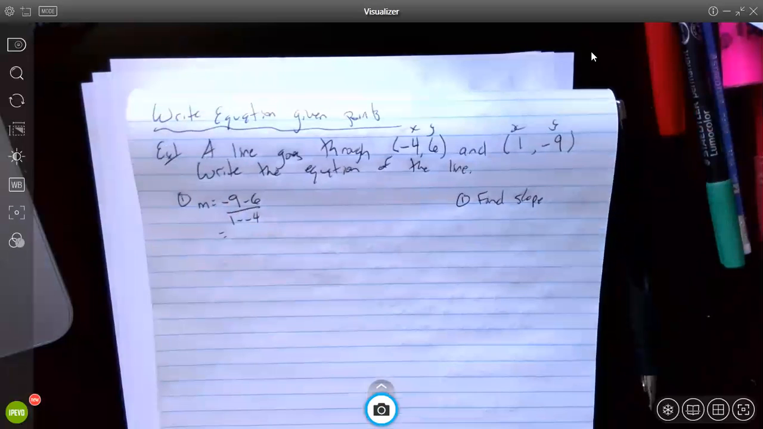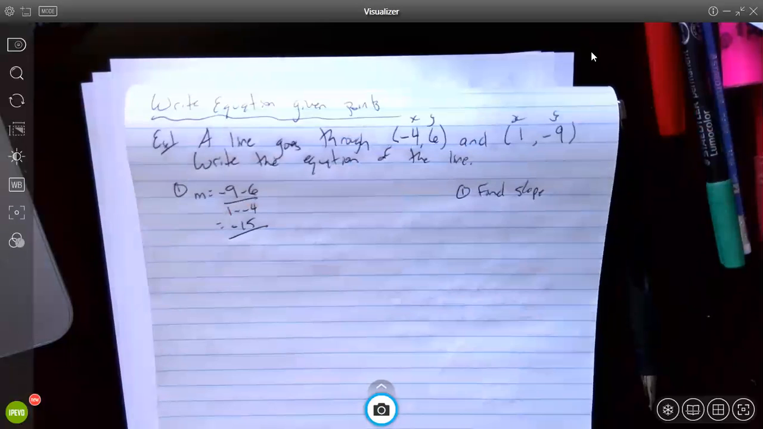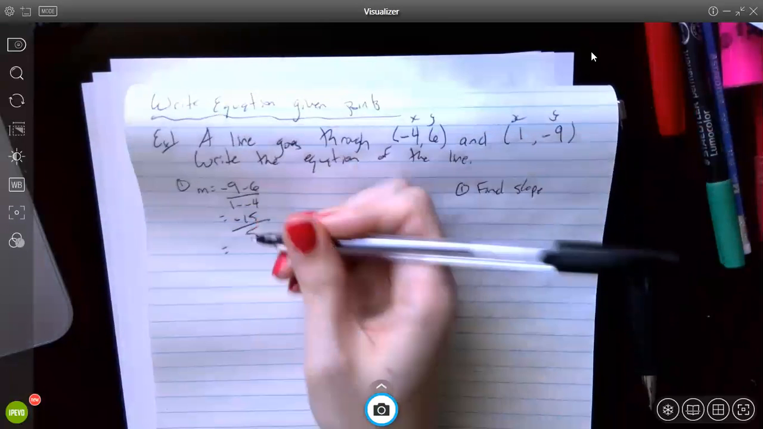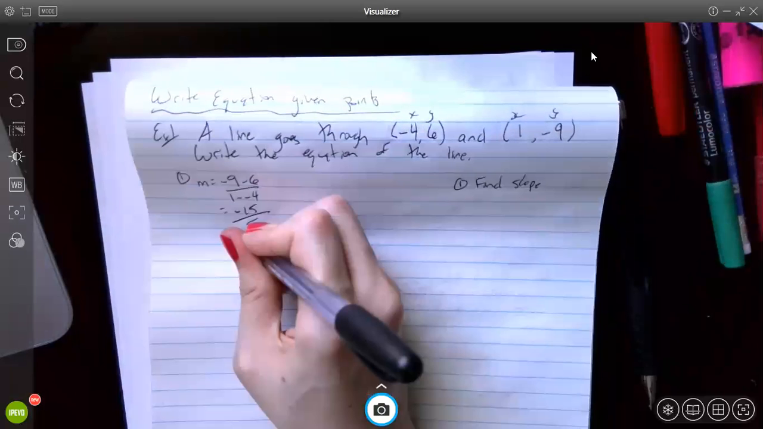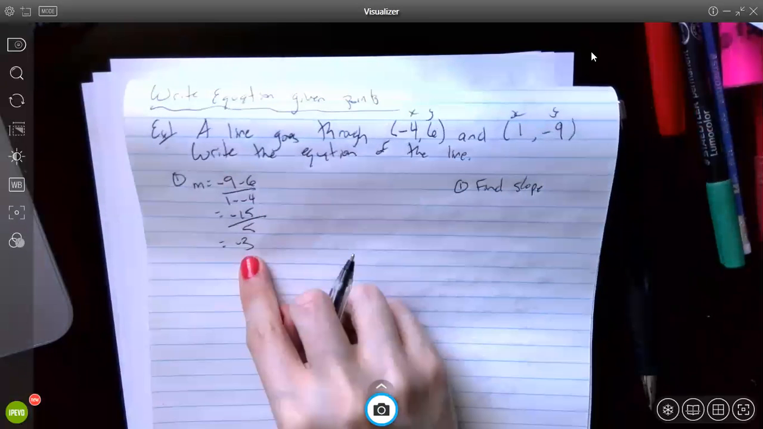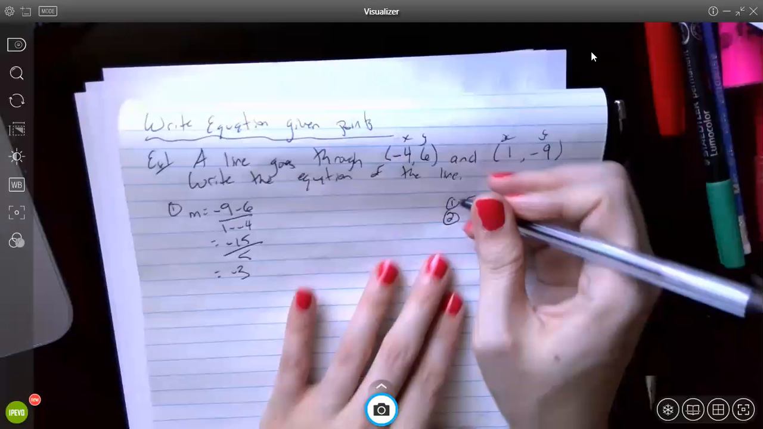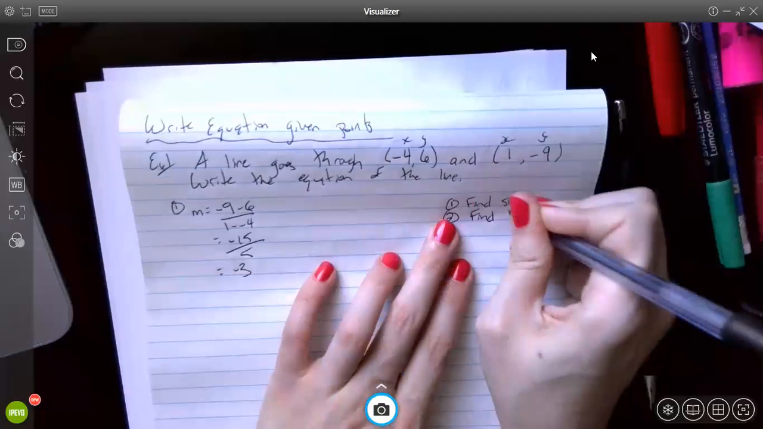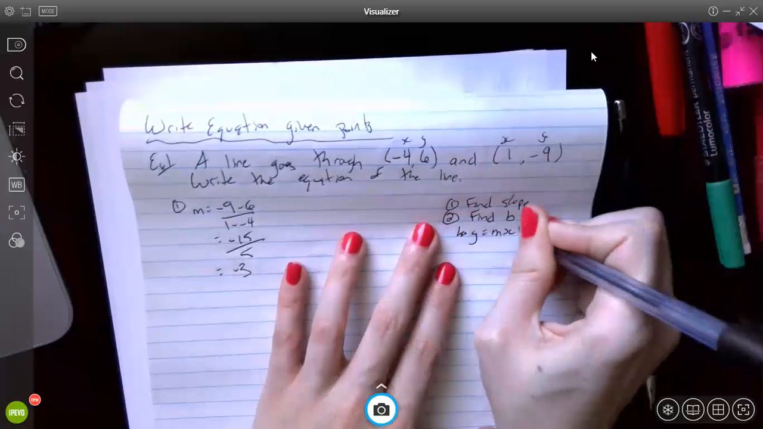-9 minus 6 is -15. And 1 take away -4 is 5. -15 divided by 5 is -3. So we have a slope of -3. And then step 2 would be to find our b value. And to do that, we're going to use y equals mx plus b.